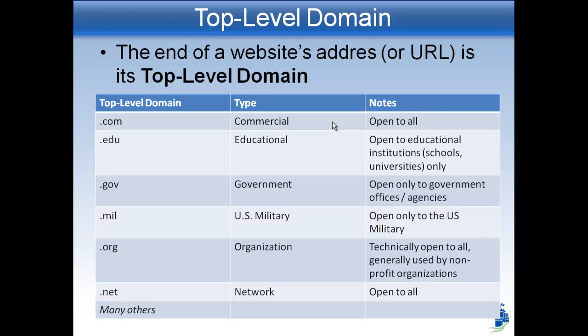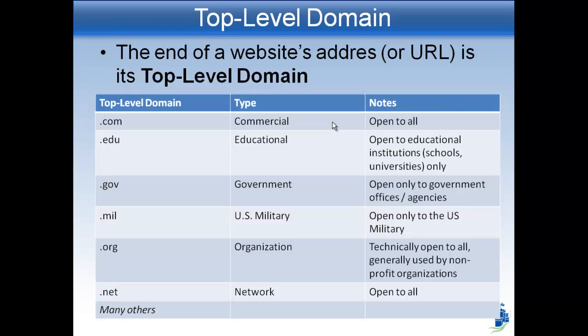Similarly, we have these .gov and .mil addresses, which are both from the United States government, .gov just being the government agencies in general, and .mil from the U.S. military. These are only registerable to the government and the military, and that means that you can pretty much trust those as much as you can trust the government and the military.